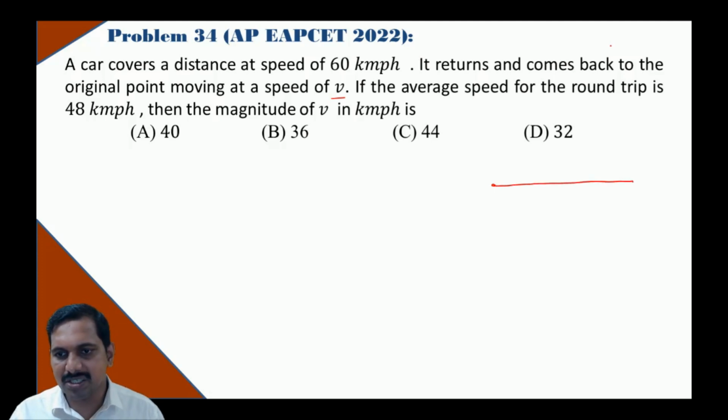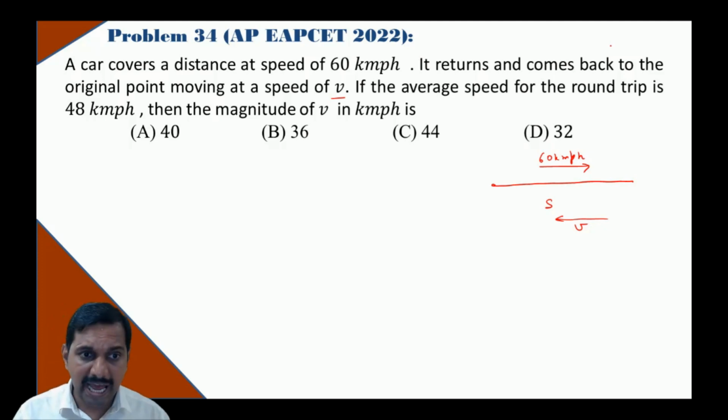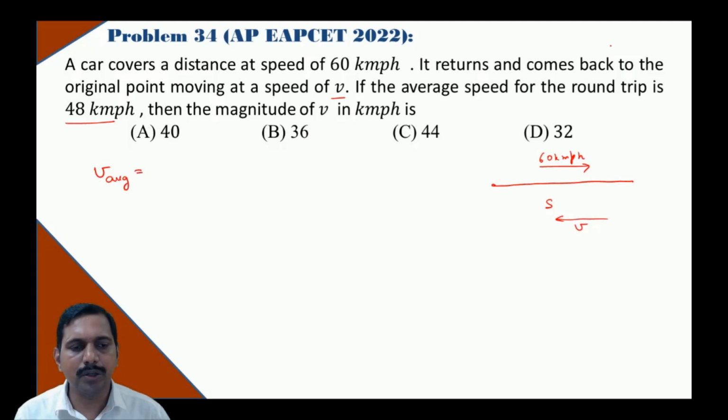Say the distance is s and it moves with 60 km per hour, right? And then it comes back at a velocity of v. It goes at 60 km per hour, comes back at v, but the average of this is 48 km per hour. Now what does that mean? That means my v average is actually what?